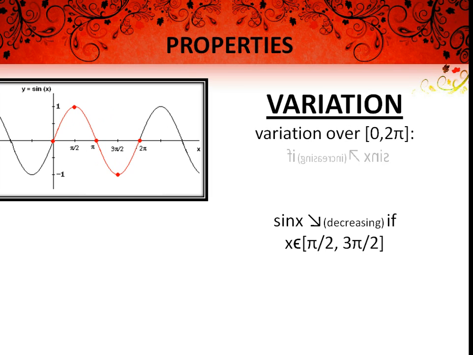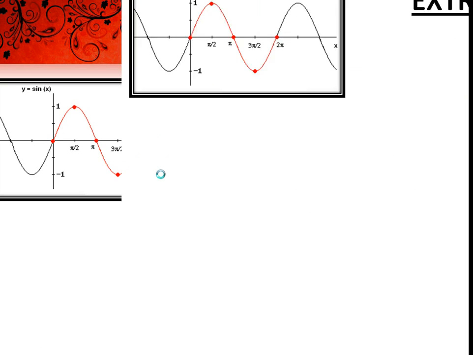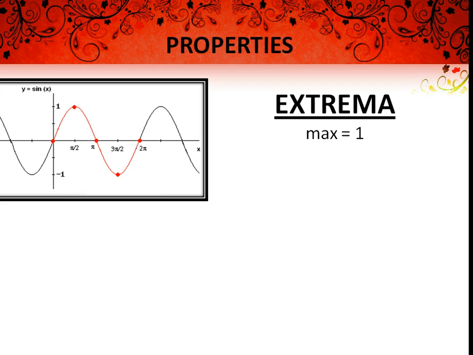So the variation of my function over that same interval: I want to know when I'm increasing. Just by looking at your graph, you can say, if you are going up, you are increasing. So from 0 to pi over 2, you increase. Once you get to pi over 2, you now start decreasing. So this would be the interval of decrease from pi over 2 to 3 pi over 2. And then we start increasing again from 3 pi over 2 to 2 pi. Now again, you're always reading the x values on your axis. So what about the extrema? Well, we know that our maximum is 1, and we know that our minimum is negative 1.